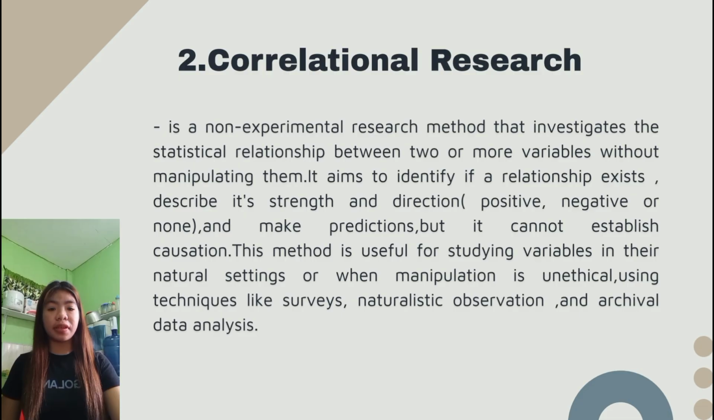Second, correlational research is a non-experimental research method that investigates statistical relationships between two or more variables without manipulating them. It aims to identify if a relationship exists, describes its strength and direction, positive, negative, or none, and makes predictions. But it cannot establish causation. This method is useful for studying variables in their natural settings or when manipulation is unethical, using techniques like surveys, naturalistic observation, and archival data analysis.